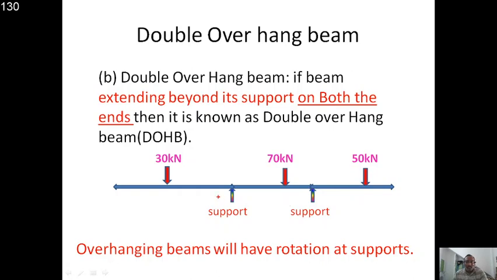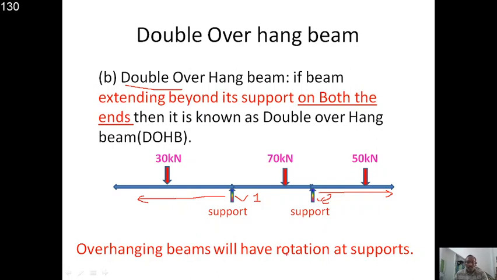This is the double overhanging beam. Here you see that this is support 1. Here we have the extension beyond the support, the beam is extending, and here is support 2. So this is the first support with extension beyond it, and this is support 2, and here also we have the extension of the beam beyond the support. Hence it has extension beyond the supports at both ends, so it is known as a double overhanging beam, right?